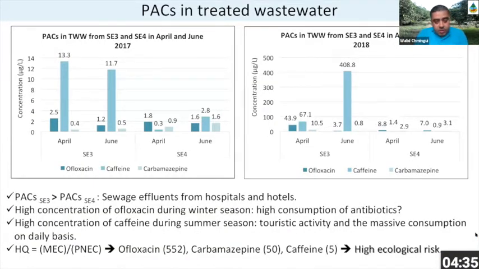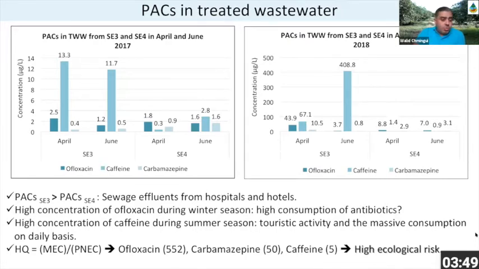Out of the 13 compounds, we selected three compounds for quantification, namely ofloxacin, caffeine, and carbamazepine. These compounds have been detected in all treated wastewater samples in 2017 and 2018. And as you can see, the concentrations of pharmaceuticals in samples collected from SE3 were higher than those detected in samples from SE4, probably because SE3 is receiving more effluents from hospitals and hotels without pre-treatment.